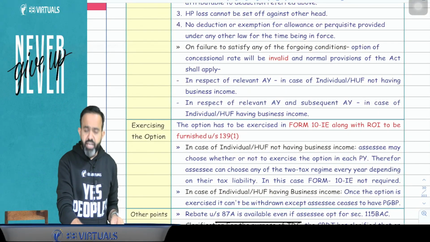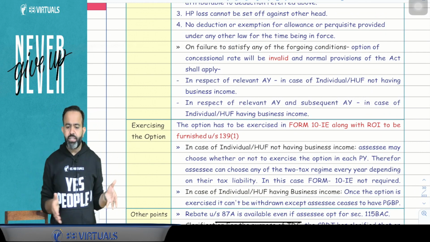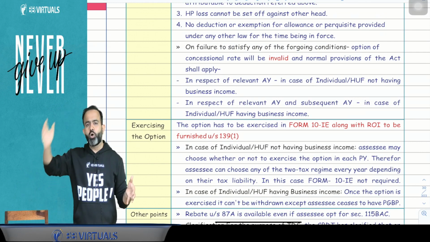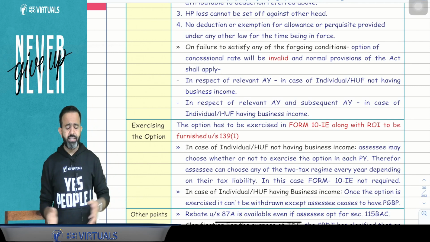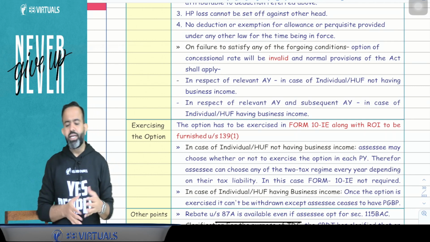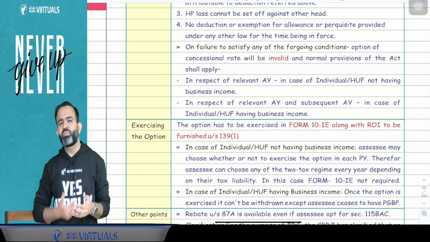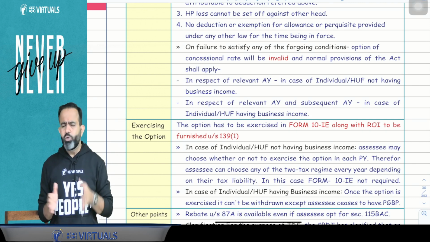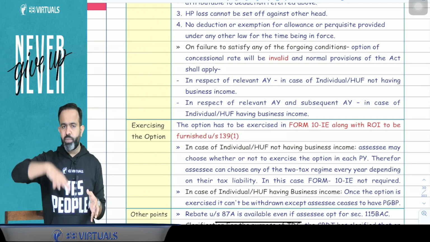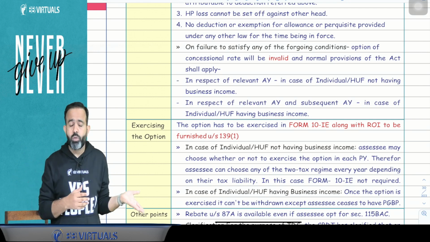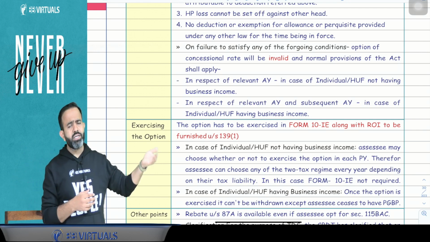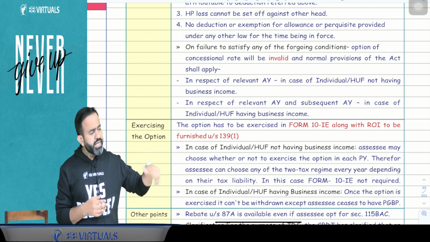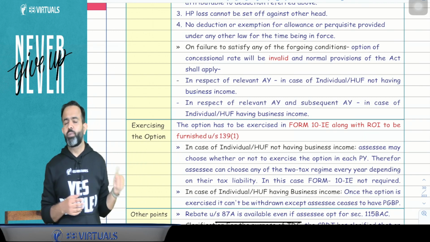Guys, can we decide every year whether to opt for the new taxation regime or the old taxation regime? Answer is yes. At the time of filing of return, you have an option: either you can go with the old, existing taxation regime, or the new taxation regime, that is 115BAC. Suppose in this year you have opted for 115BAC, next year you don't wish to opt for 115BAC, you can come out. Next year you can file the normal return.